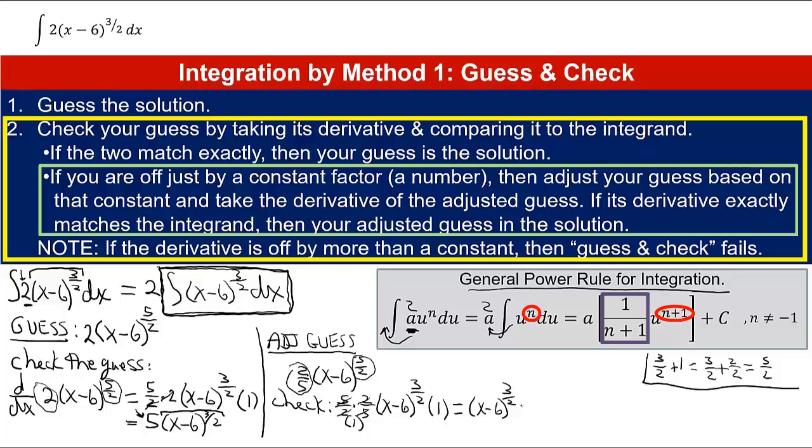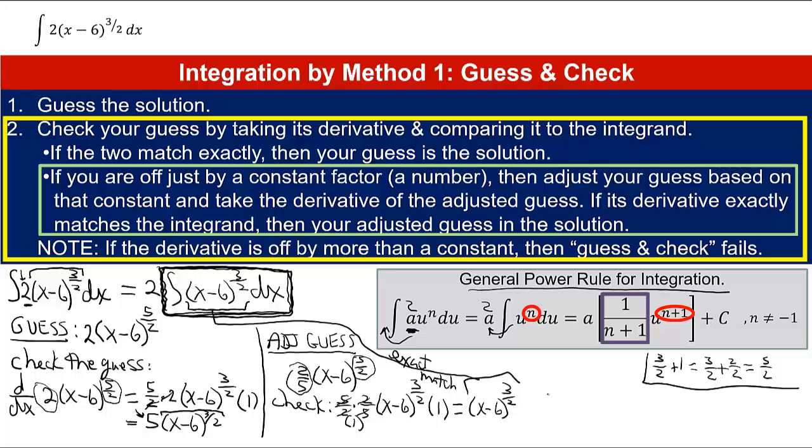Now the question is, does it exactly match the integrand? Remember, we're looking at the integrand in this rectangle up here. We're just ignoring the 2 for now. And if you notice, it does match exactly. Look, this and the integrand exactly match. That's an exact match. If you get an exact match, then your adjusted guess is the answer.